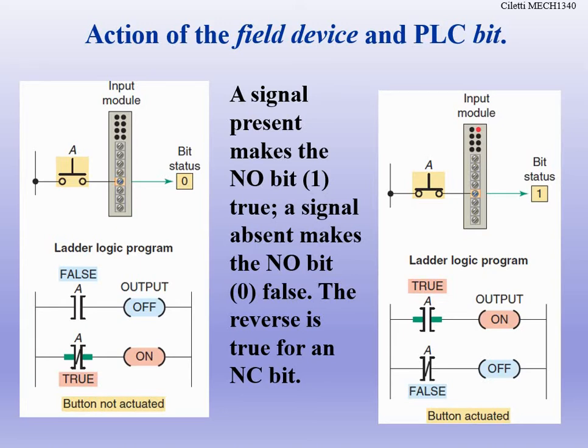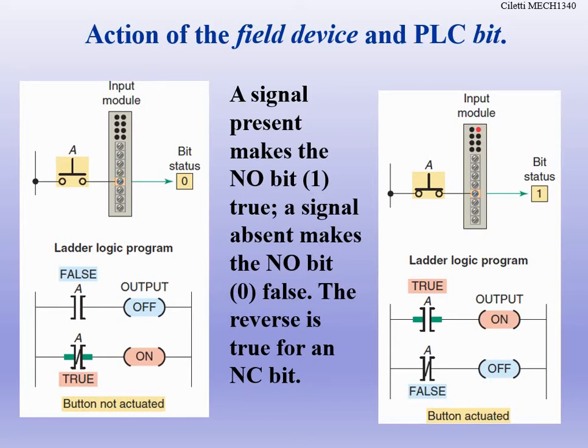So what do we mean by the signal present? The signal present means, if we look at the push button A in the upper left hand corner there, right now the signal's not present, because the button has not been pushed. So it's making our bit status false. There's a 0 there. Then on the right hand side, when we actually press A down, it changes the bit status to a 1, which is true. So how does that look on our ladder logic program?